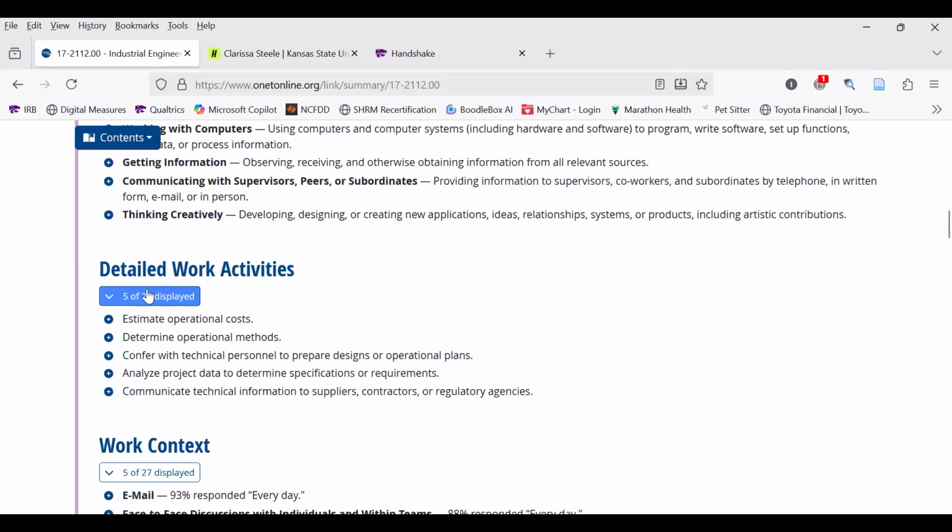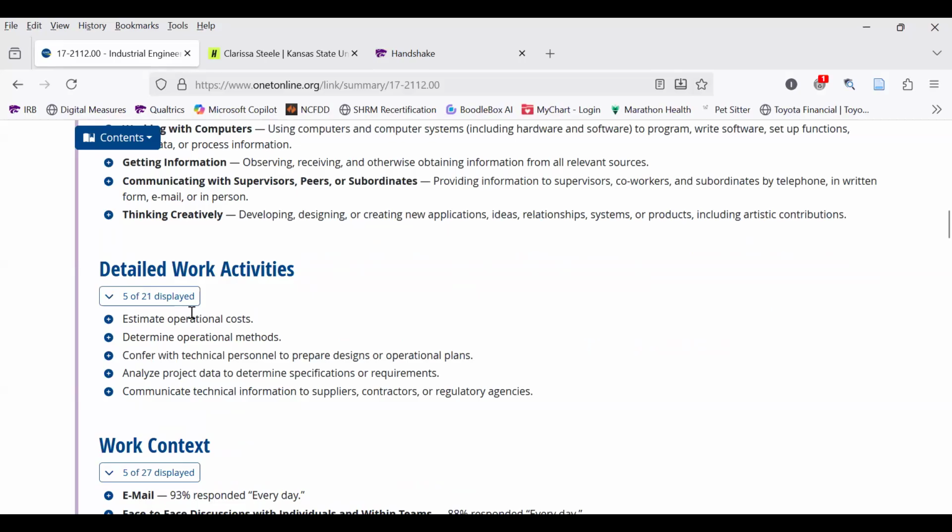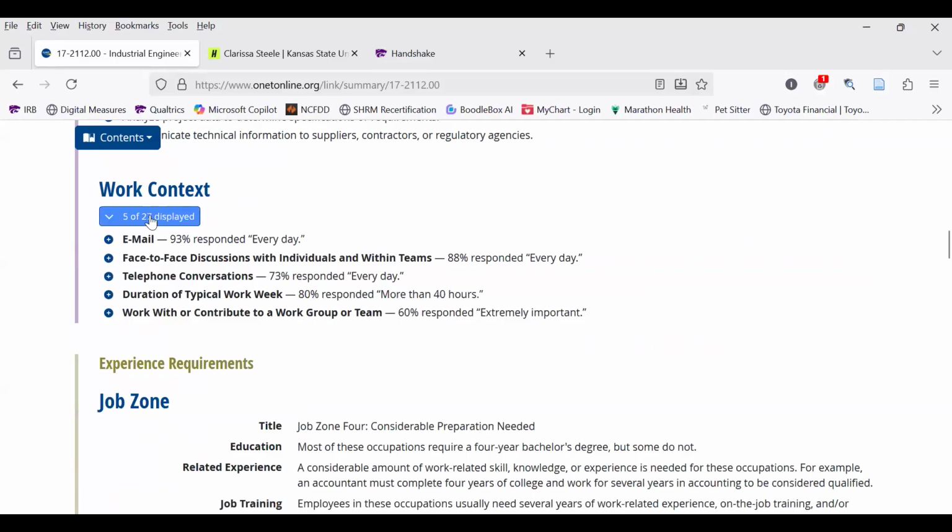You also can have detailed work activities. This can be very helpful when you have to write very specific task descriptions. You can use both the work activities and the detailed work activities to describe what someone will be doing to complete that task. Work context tells us a little bit about what kind of context the person's working in. Do they use a computer? Do they have to talk with people or interact with people on teams, that sort of thing.